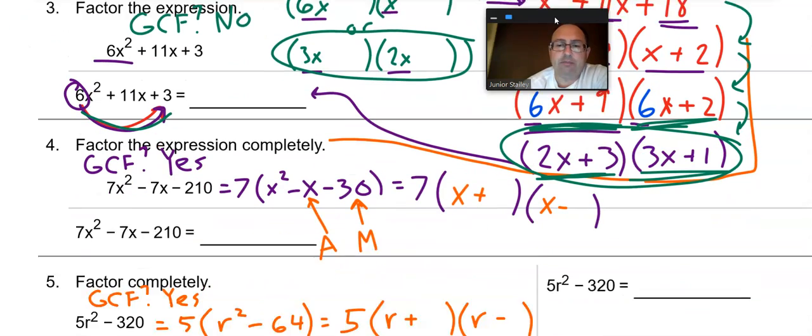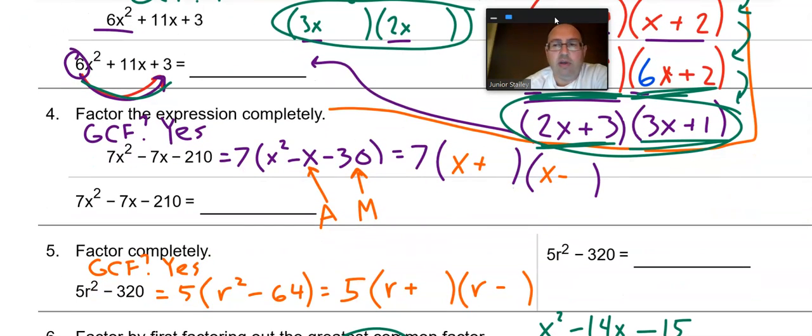Okay, next. We're dealing with... Oh, is there a GCF? Yes! Finally, we've got a GCF, right? We've been blasting that question all over the place. Pull out a 7. That's the first thing you want to do.